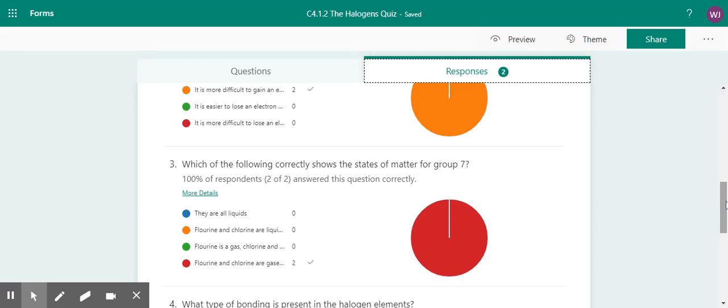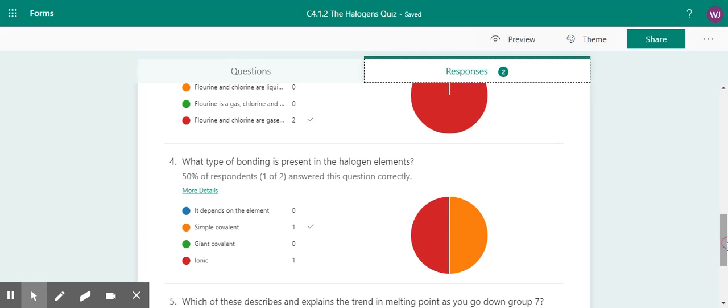Right, question 3, which of the following correctly shows the states of matter for group 7? So this isn't an understanding, this is just learning facts, and happily both of you managed to do this. So the correct answer is that fluorine and chlorine are gases, bromine is liquid, and iodine is solid.